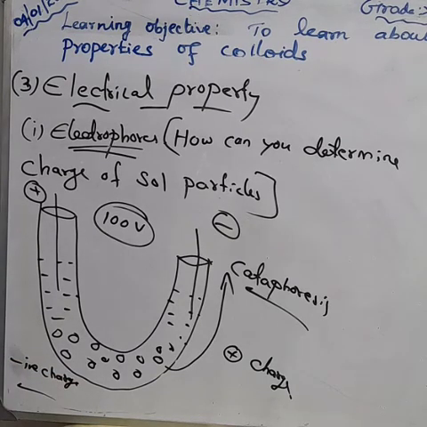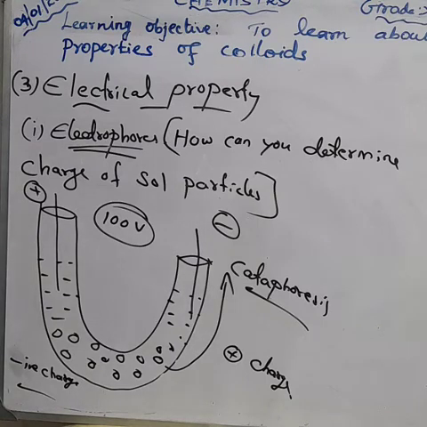Try to understand the concept. The migration of solid particles under the influence of an electric potential is called what? Electrophoresis, otherwise called cataphoresis. Clear? Anyhow, the migration is important. Migration may occur either at the cathode or at the anode.